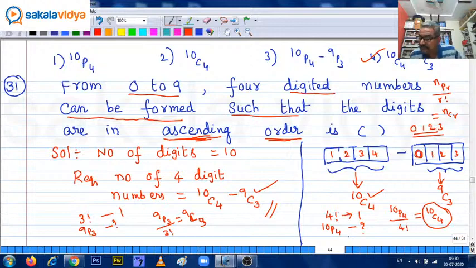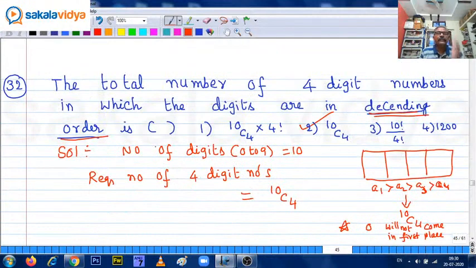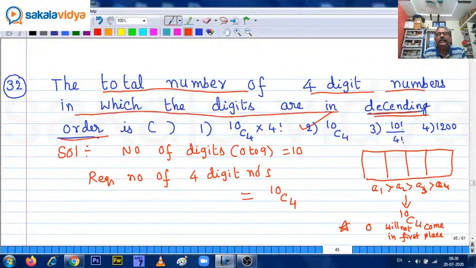Okay, next, the 32nd problem. In the 32nd problem, we need the total number of 4-digit numbers in which the digits are in descending order. Descending order means it always begins with the greater number. For example, 9861 is descending order. If you write 0, 1, 2, 3, this is ascending order, not descending order. That means 0 will not come in the first place.